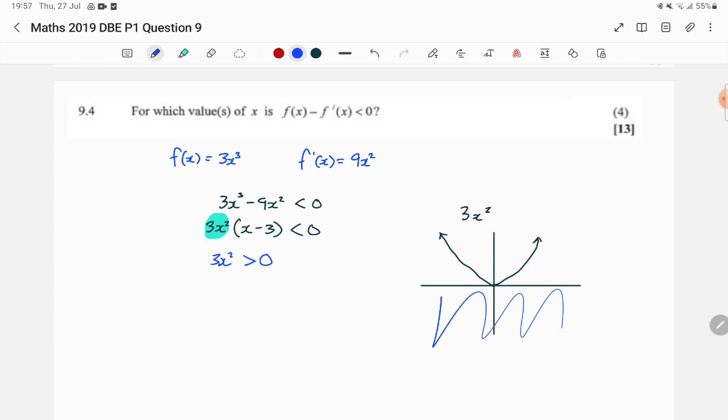So therefore, our only answer can be that x minus 3 is less than 0, and therefore x is less than 3. But of course, x cannot equal 0 because 3x squared equals 0 at that point on the parabola, which we haven't considered. So you have to put a restriction there that x is less than 3, but x cannot equal 0.